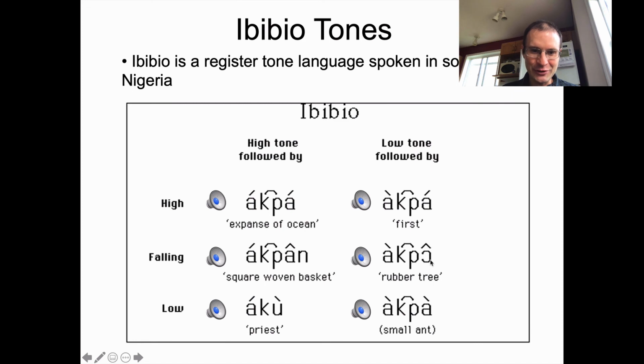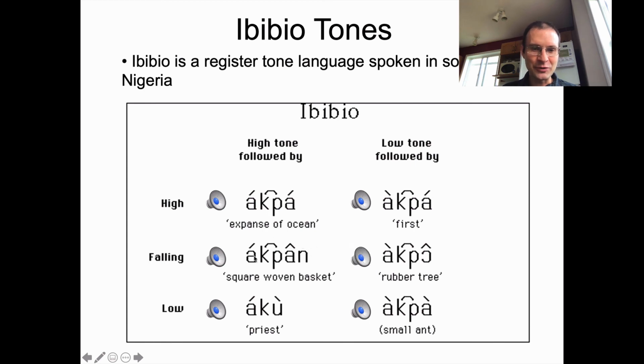It also has an open O here for you to listen to. But this is a high tone syllable followed by a high tone syllable. So it just stays at a high level there. You can contrast that with a high tone followed by a low tone. You can also have a low tone in the first syllable. And then two low tones. And then we can listen to what the falling tones sound like.